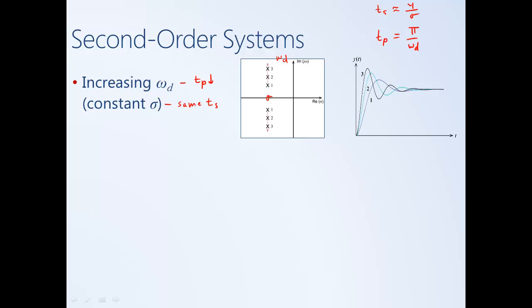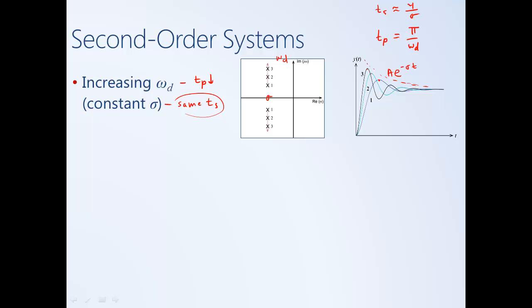If we look at the step responses, they should have similar settling times. That is, they have the same sort of envelope, e to the minus sigma t, but the TP should get smaller. Initially, this is what our peak time is, but as we increase omega d, the peak time gets smaller and smaller.